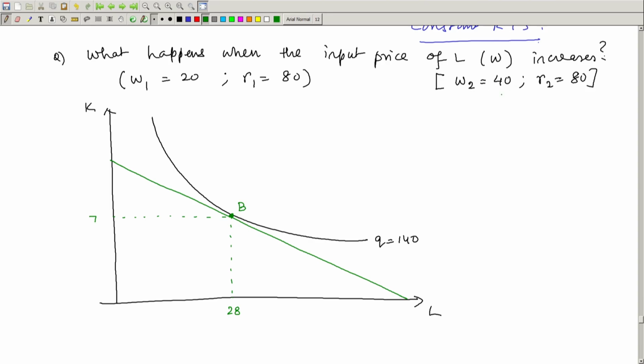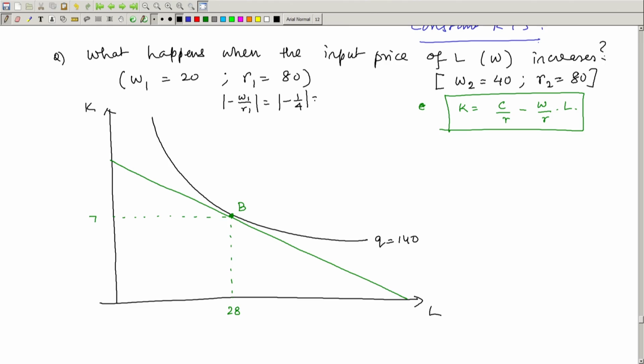Now that the input price of labor has become 40 rupees per labor hour, the slope changes. Recall any isocost line can be written as K equals C divided by R minus W by R times L. This is the generic isocost line. Now, W upon R at the new input prices is going to be 1/2 in absolute terms. Here it was 1/4. The previous absolute value of slope was 1/4 units of K by units of L. Now the slope is minus W2 by R2, which is minus 1/2, so the absolute value is half units of K upon units of L.